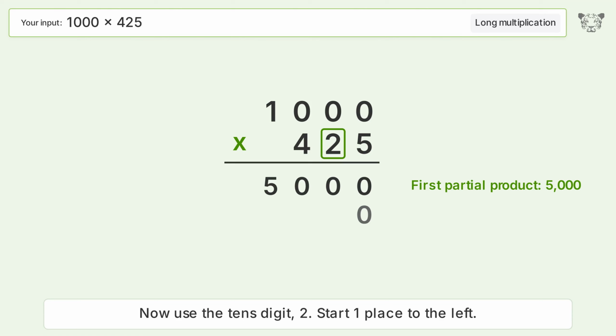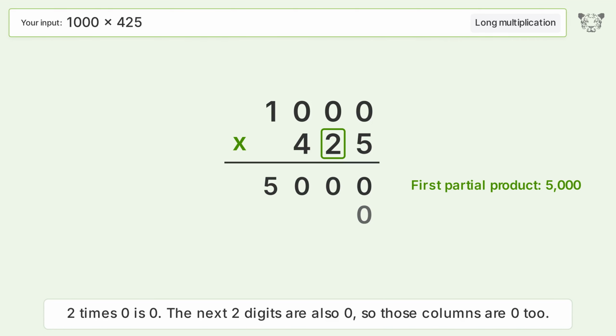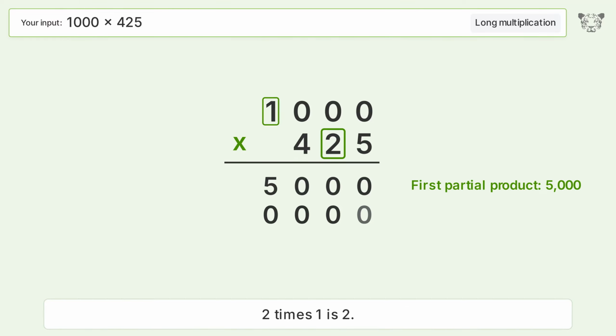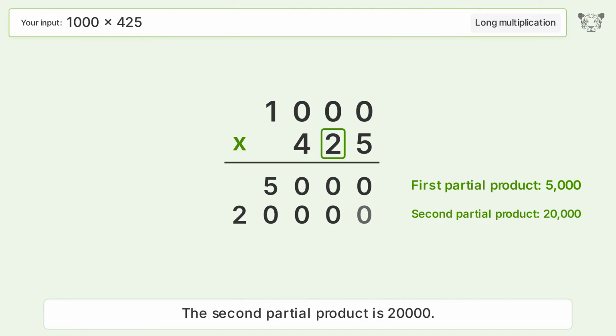Now use the tens digit, 2. Start one place to the left. 2 times 0 is 0. The next two digits are also 0, so those columns are 0 too. 2 times 1 is 2. The second partial product is 20,000.